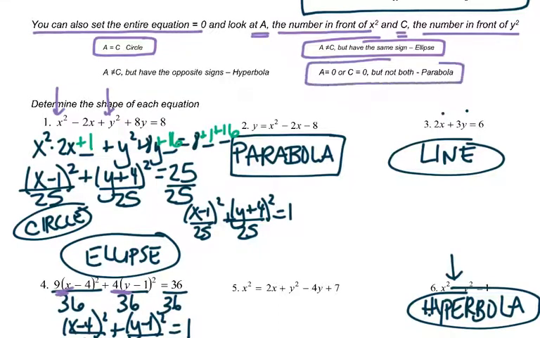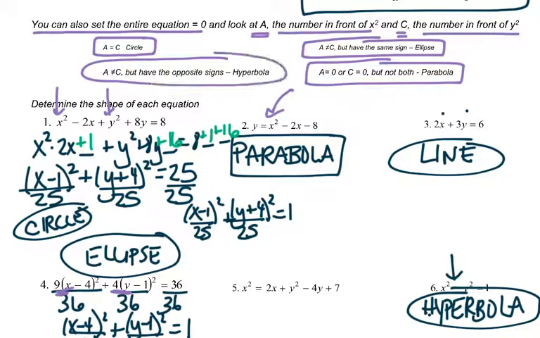Parabola, a or c equals 0, but not both. So that means either no x squared or no y squared, which is what happens in number 2. And then you have the hyperbola, where they're not equal, but they have opposite signs. And as long as everything is on the same side of the equal sign, when we kick that over, it's going to be negative. So it's a hyperbola.